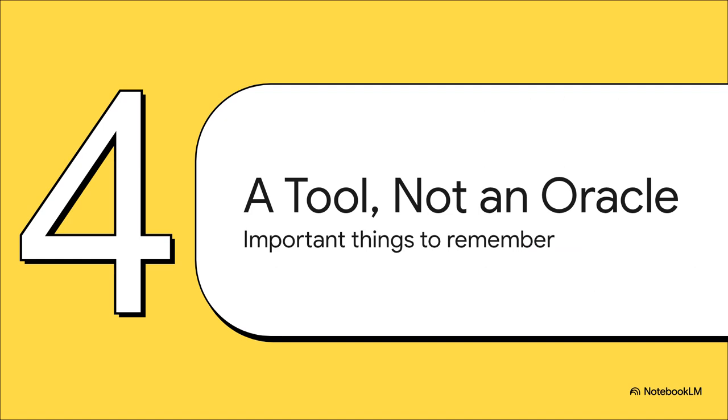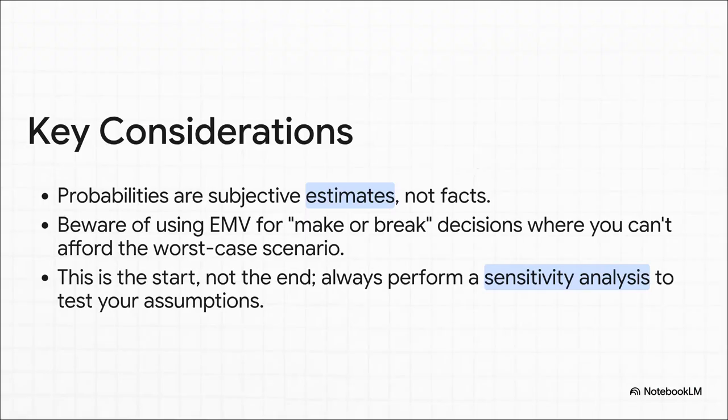But hold on. Before Marcos goes running off with his recommendation, it is absolutely critical to remember that a decision tree is a powerful tool, but it's not a crystal ball. There are some incredibly important things to keep in mind here. So, a few quick reality checks. First, all those probabilities we used, they're educated guesses. They are not facts set in stone.